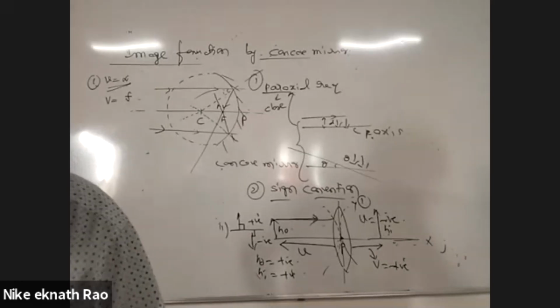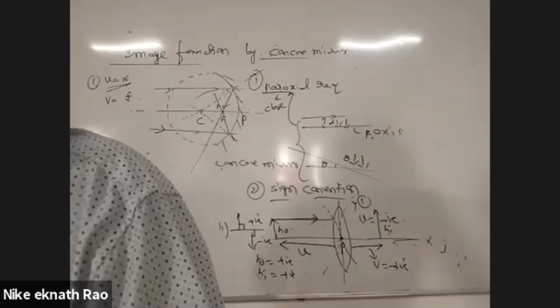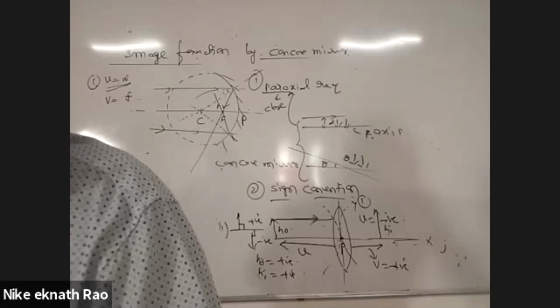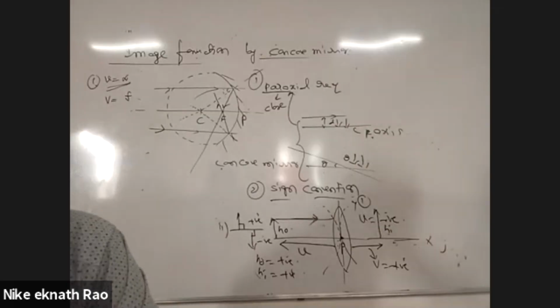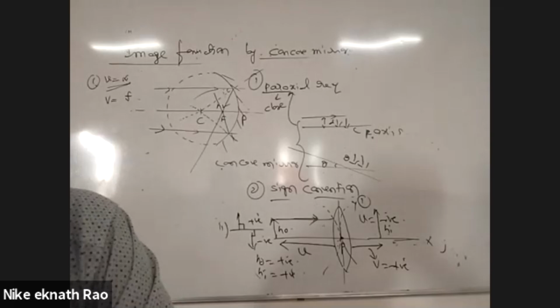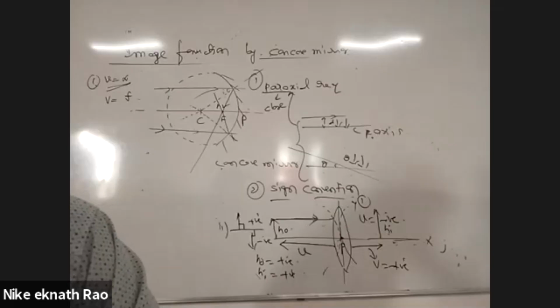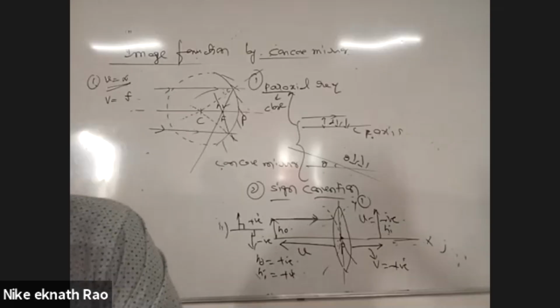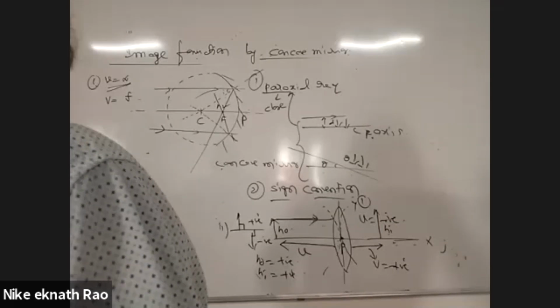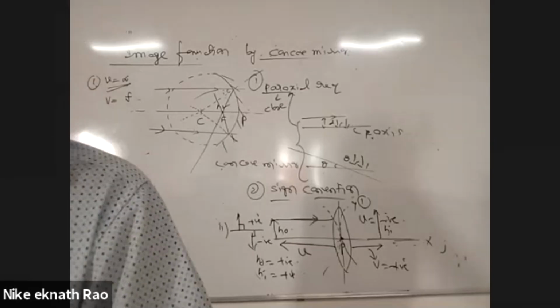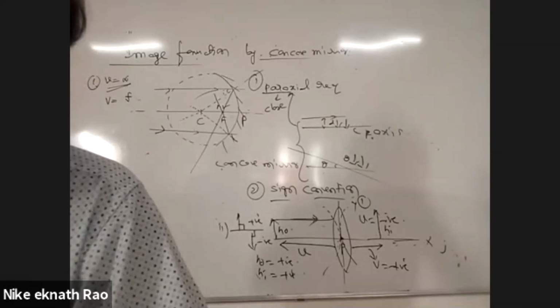Third point: distances measured above the principal axis and perpendicular to it are taken as positive, and distances measured below the principal axis and perpendicular to it are taken as negative.